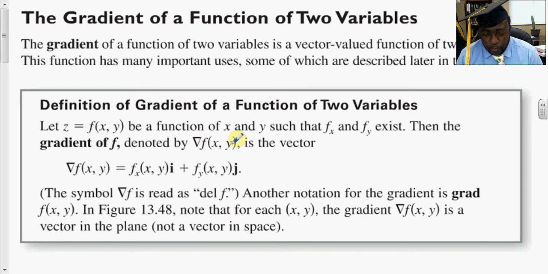of a function of 2 variables, and then we will look at the gradient of a function of 3 variables. The gradient of a function is no more than its partial derivatives written in the form of a vector. So we take the partial of f with respect to x times i, plus the partial of f with respect to y times j, and that gives us the so-called gradient.